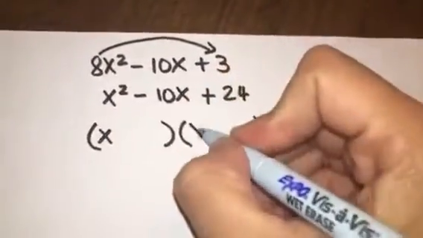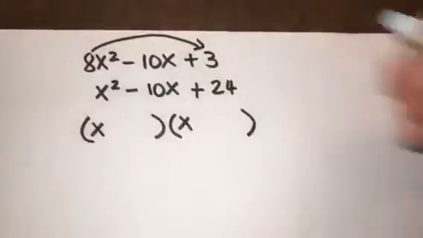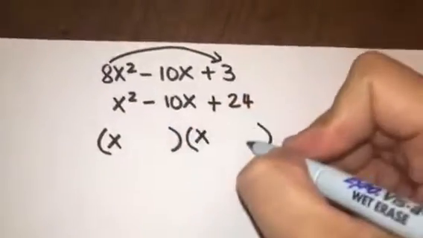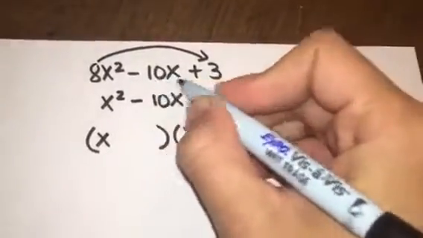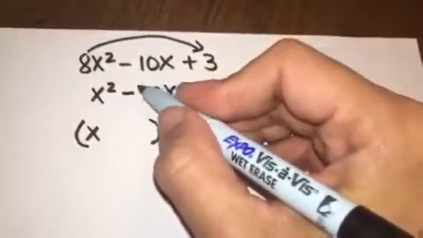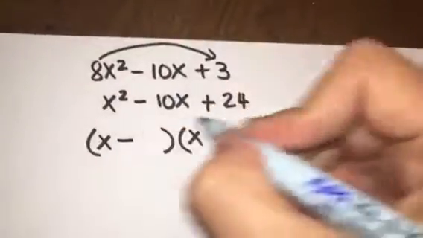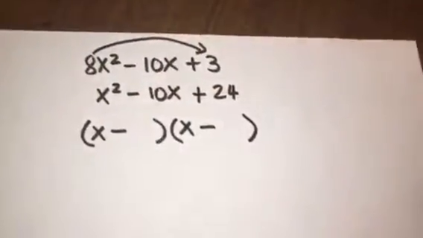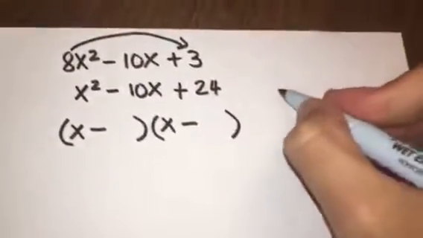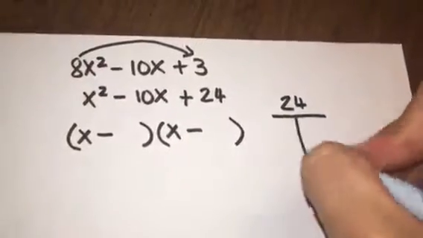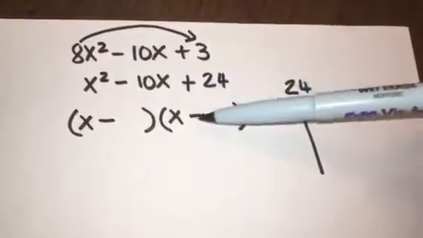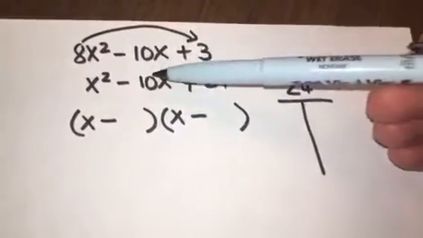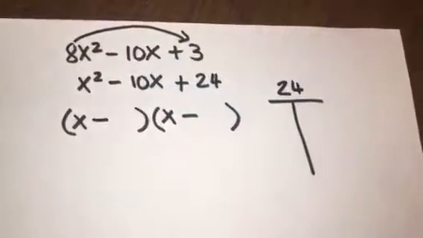Set up your template. If the last term is positive, that means the two numbers are going to have the same sign. What sign? You're going to look at the second term. They are both going to be negative because this term is negative. So we're going to list the factors of 24. We need two numbers whose product is positive 24, but both of the numbers will be negative because the sum of the two numbers is negative 10.